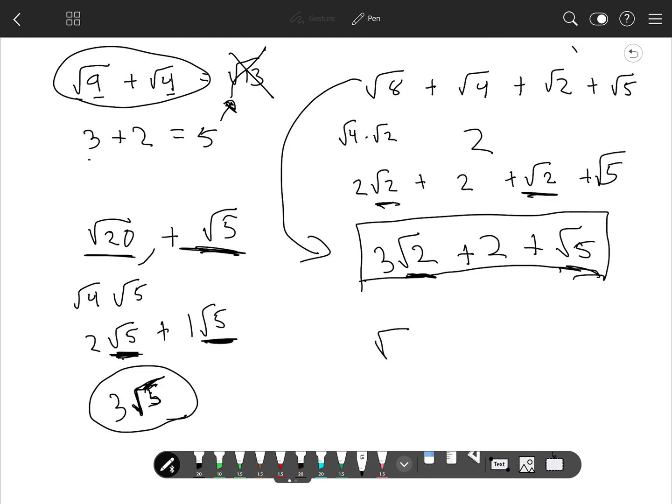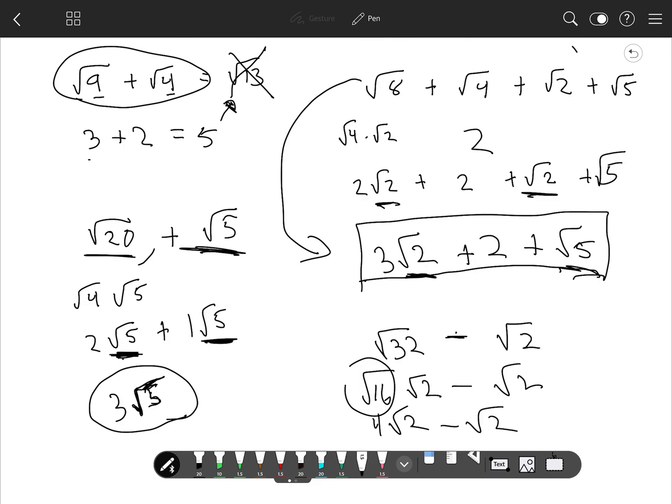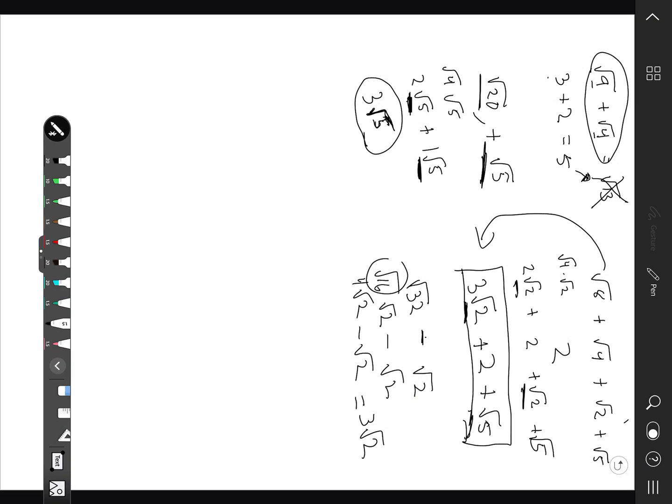Let's go square root 32 minus square root 2. Okay, square root 32. I'm seeing a 16 times 2. Those are my factors there. 16 happens to be a perfect square. So square root of 16 times 2, same thing as 32, minus the square root of 2. And what is the square root of 16? It's just 4. So 4 square roots of 2 minus 1 square root of 2 gives you 3 square roots of 2. I hope this helped you understand adding, subtracting, multiplying, and dividing with square roots.